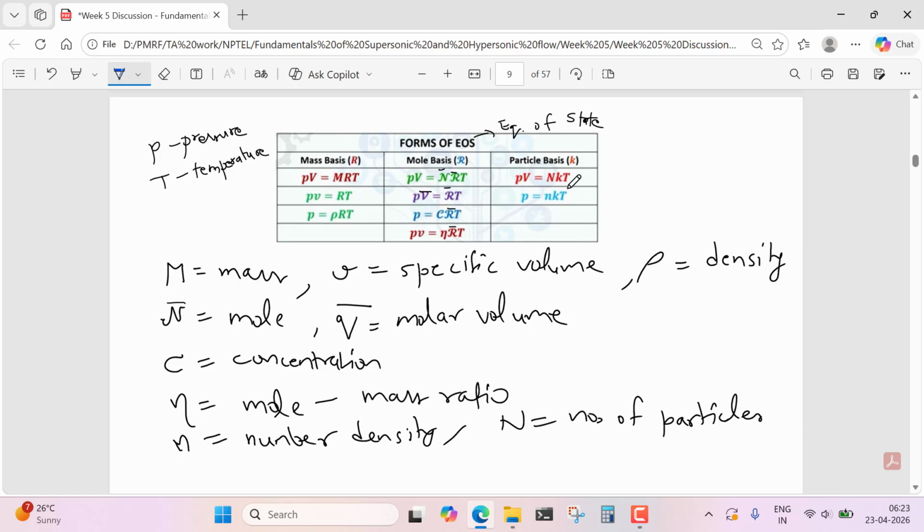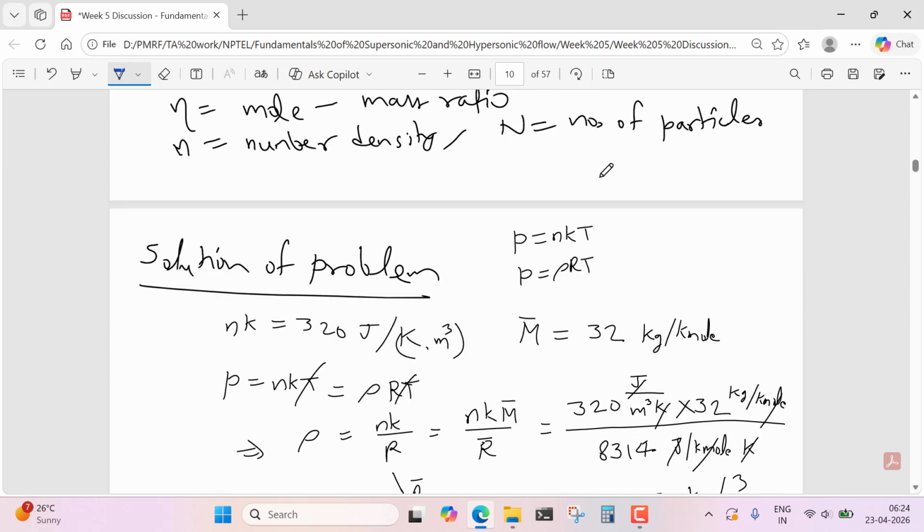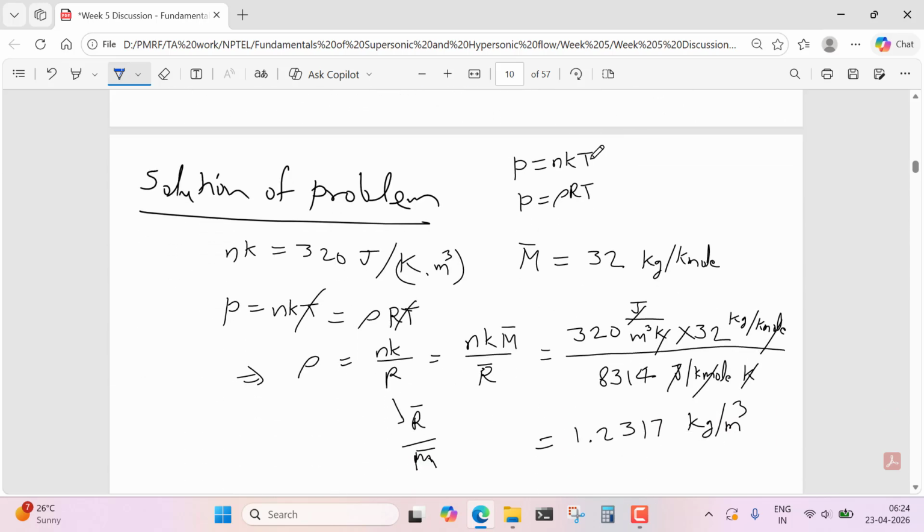nk is only in this equation, P equal to nkT. And the other equation is P equal to ρRT. If we equate these two equations together, we will find the value of rho, density. How do we solve it? We have two equations, P equal to nkT, P equal to ρRT. The nk value you know is 320 joule per Kelvin meter cube, and the molecular weight M bar is 32 kg per kilomole. Now these equations we can equate.